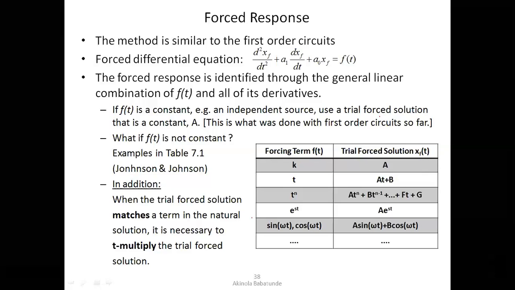I think there is one more point we need to take note of here, which you already know, but it's important I mention it. There are times when a trial forced solution matches a term in the natural solution. If this happens, you have to multiply the trial forced solution by t. If you have a natural solution and a forced solution that is equal to one of the terms in the natural solution, you have to multiply the trial forced solution by t, so that you don't have two same solutions.